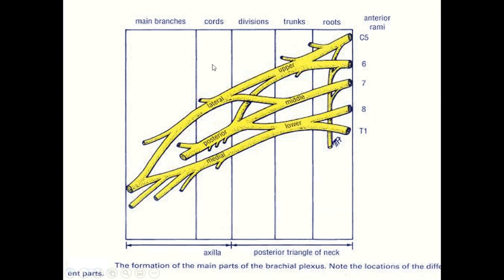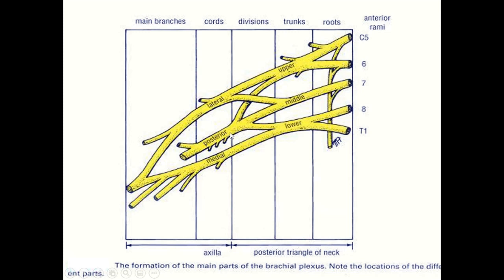Next comes the cord stage. Three cords are formed: lateral cord, medial cord, and posterior cord. So the trunks are called upper, middle, lower. Cords are called lateral, medial, and posterior. How is the lateral cord formed? The anterior divisions of the upper and middle trunks join to form the lateral cord. The anterior division of the lower trunk continues as the medial cord. All the posterior divisions of all the three trunks join to form the posterior cord.